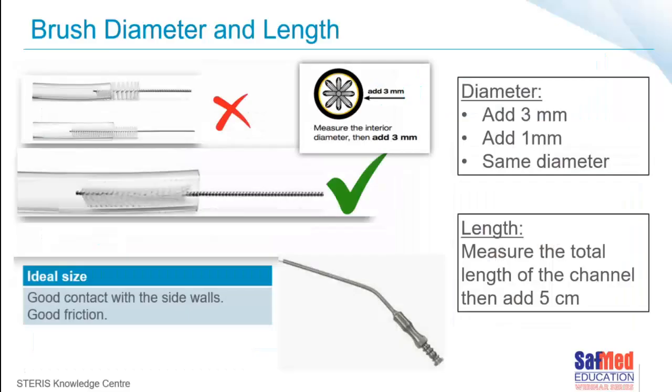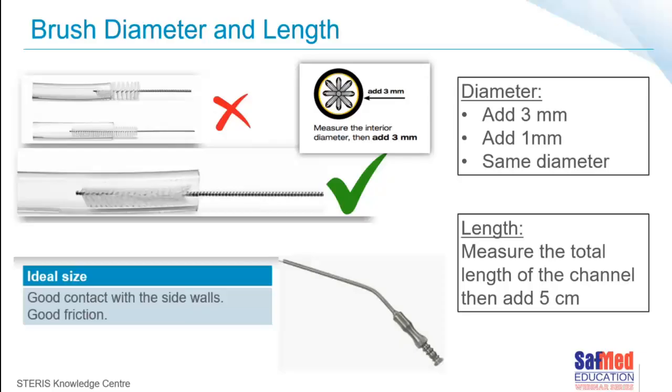Now, I wanted to talk about that diameter. We need to measure that we've got the correct diameter. We can do that using various charts, and there are various diameter measuring tools that we can use, with diameters all measured in what is known as French measurement. Some manufacturers refer to measuring that diameter, adding 3 millimeters, and that's the brush diameter that you need.